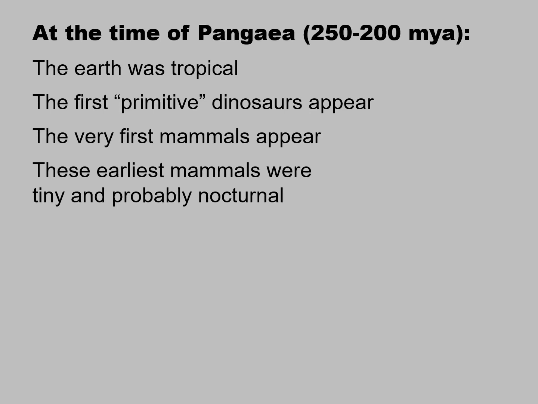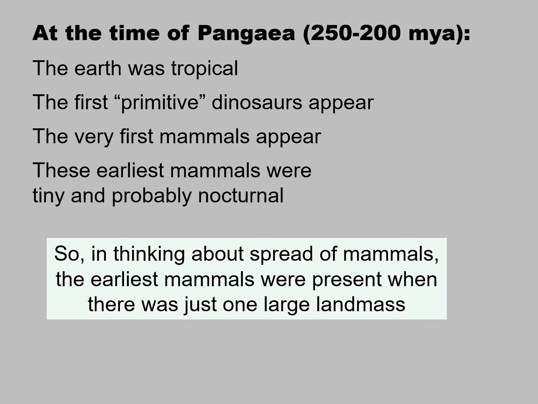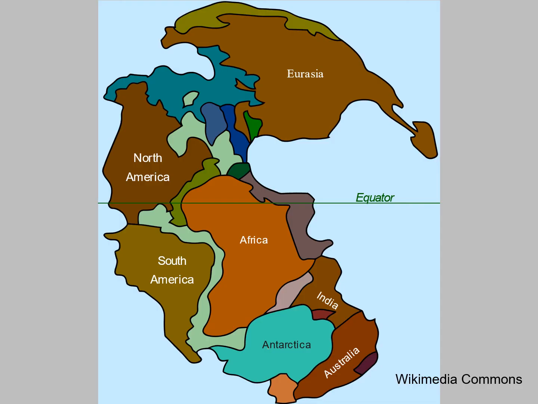At the time of Pangaea, from 250 to 200 million years ago, all of the landmasses were tropical. We find the first primitive dinosaurs and the very first mammals. These earliest mammals were probably nocturnal, that is, active at night, and small. So in thinking about the spread of mammals, the earliest mammals were present when there was just one large landmass. This is a color picture showing you some of the current landmasses as they looked when they were all stuck together into Pangaea.